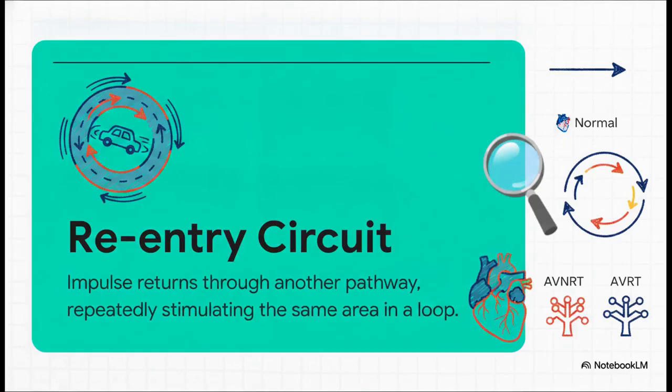And this brilliantly illustrates our third glitch, which is actually the most common cause of fast arrhythmias, the re-entry circuit. Normally, an electrical impulse travels in one direction and stops. But in a re-entry circuit, the impulse gets trapped. It travels down, finds a pathway that conducts kind of slowly, and then actually returns through another pathway, repeatedly stimulating the exact same area in this vicious, continuous loop. Think of it like a car stuck in a rapid roundabout. This causes a very rapid heartbeat, or tachyarrhythmia. Classic examples include AV-nRT and AVRT, like the infamous Wolff-Parkinson-White syndrome.